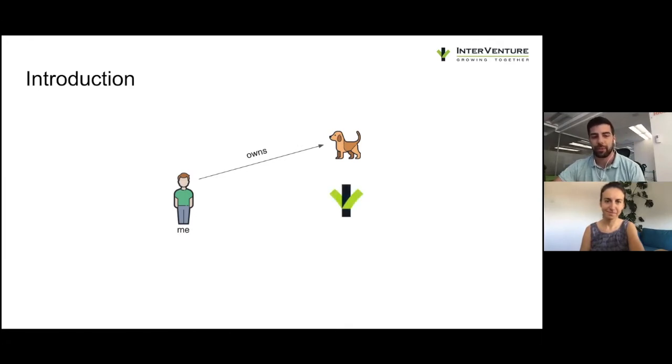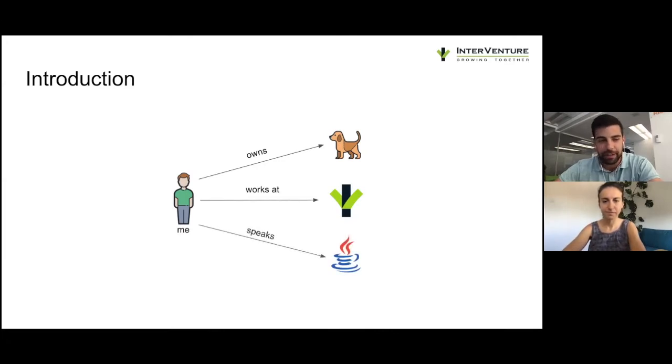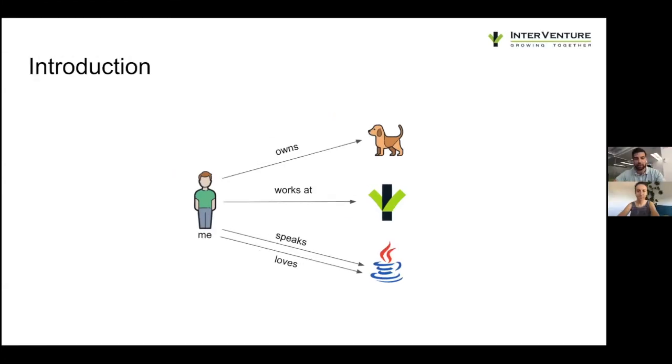And did I tell you about InterVenture before? It's one of these great companies located in Belgrade, and I'm also related to it because I work in it. So here is a connection between me and InterVenture. And as almost every software engineer, I have my favorite programming language, which is Java. I obviously speak Java, and this is a connection between us. But not only do I speak Java, I also love Java. So there is one more relation between us.